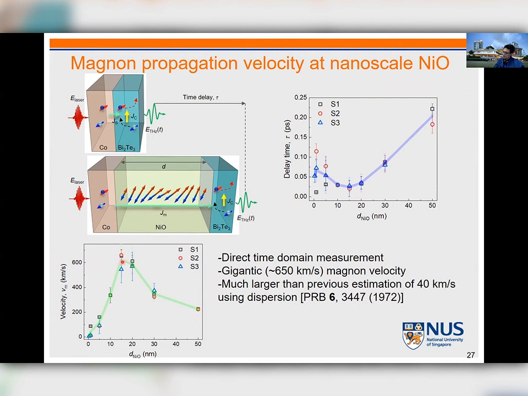This is about 1 order larger than the previous estimation of 40 kilometer per second using dispersion relationship. At that time, there was no time domain measurement. So it looks like in a nanoscale, we can see much improved magnon velocity compared to previous inelastic neutron scattering based measurement.